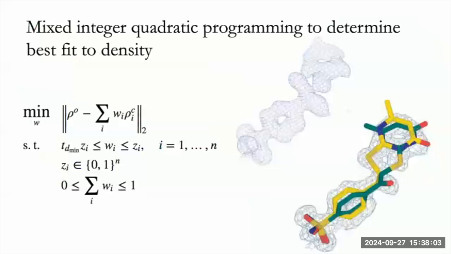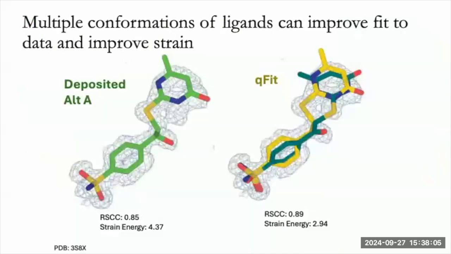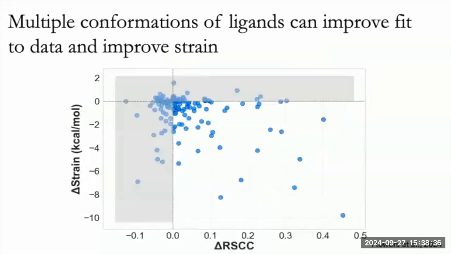We were asking, how do multiple conformations of ligands improve the fit to data and improve strain? So we took a set of true positives from the PDB and removed the initial conformation, asking, can we actually recapitulate this? And we showed that with multiple conformations, we can improve the real space correlation coefficient. And this is occurring across many different ligands.